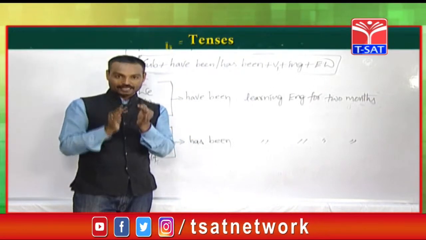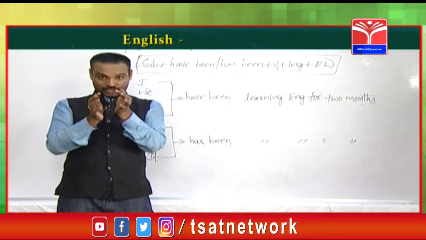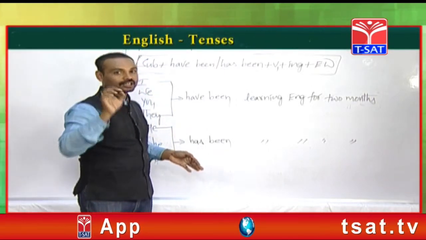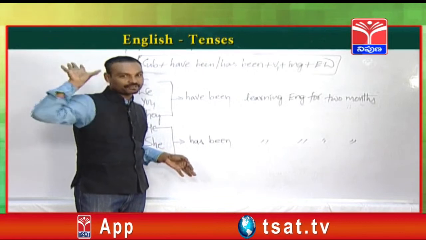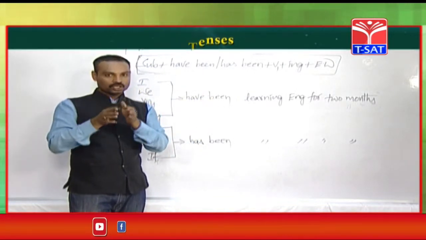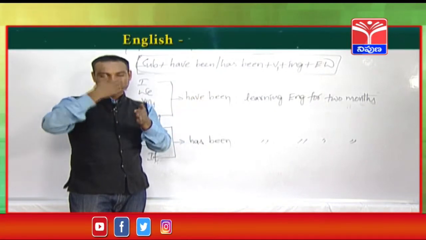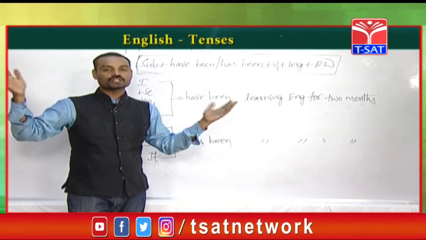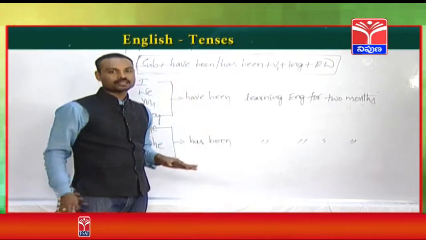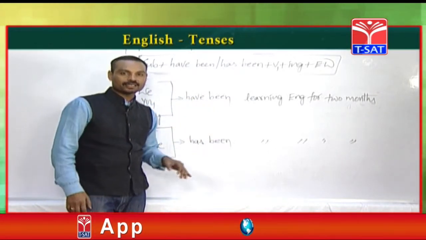That's all. For example, if you would like to mention the name of the month, for example March, March indicates a point of time. I have been preparing for competitive exams since March. We have been preparing, you have been preparing, they have been preparing, he has been preparing, she has been preparing. So friends, like this, we should write sentences in the present perfect continuous tense.